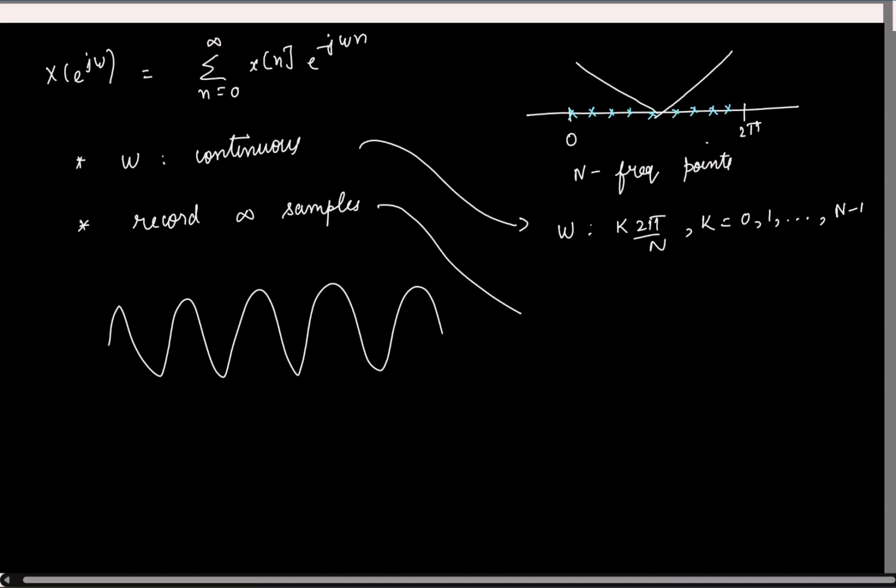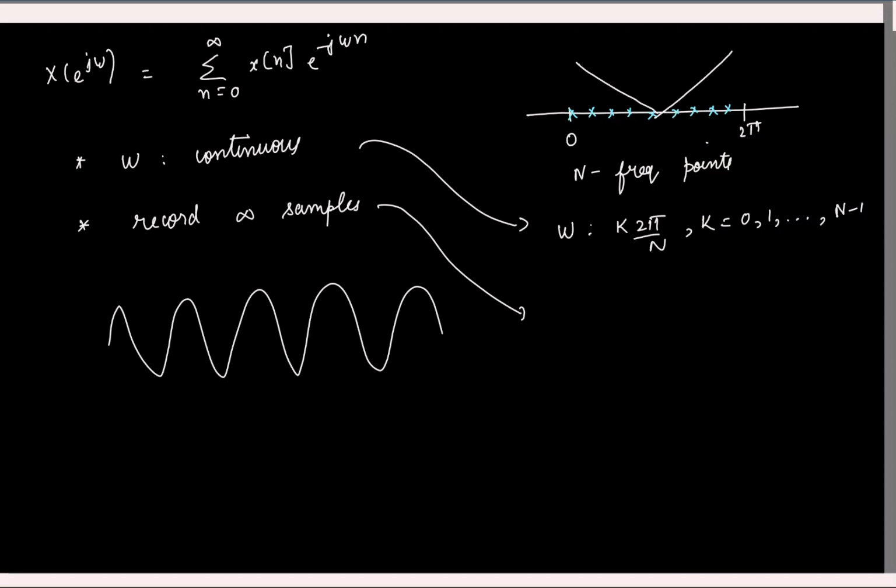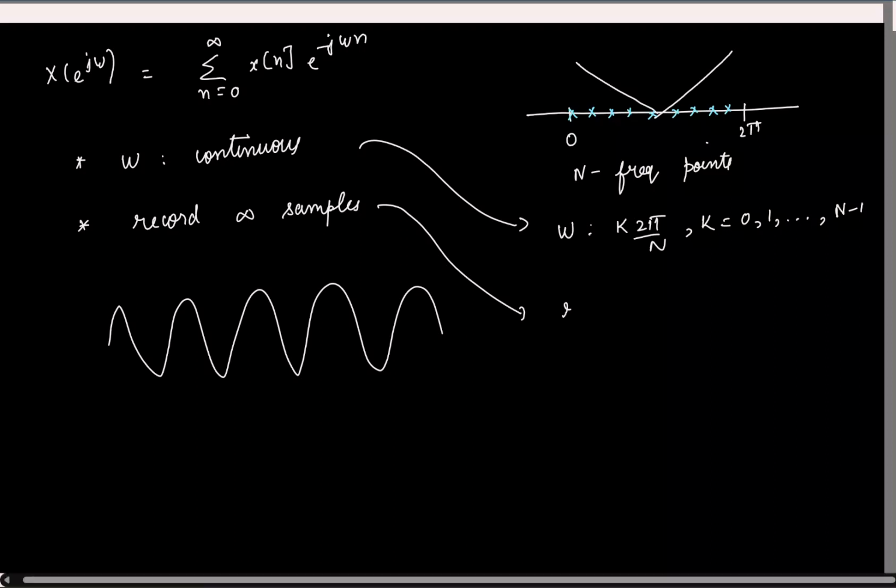And of course, here what is the solution? Simple solution. I can't record the signal for infinite samples. What is the practical thing to do? You basically take it for a finite record length. That's all.